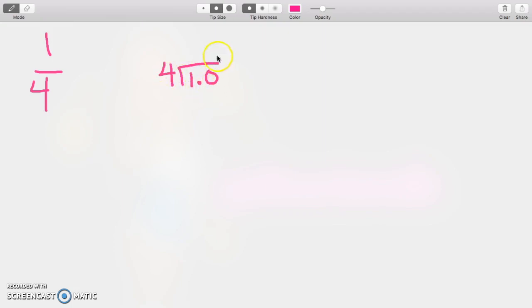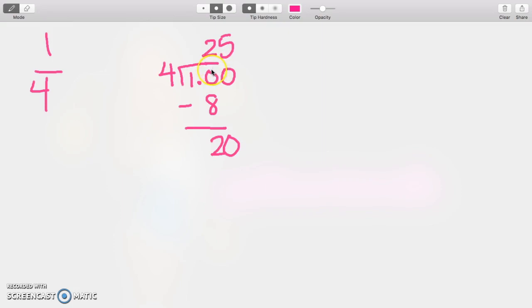So 4 can be divided into 10 two times, and make sure you keep everything lined up. 2 times 4 gives us 8. And remember the steps of dividing: you're going to divide, multiply, subtract, and then bring down. So 10 minus 8 will give us 2. And then we don't want a remainder, so we're going to add another 0 and bring it down. That's a part of the step. So 4 divided into 20 is definitely going to give us 5. So now we have 0.25.